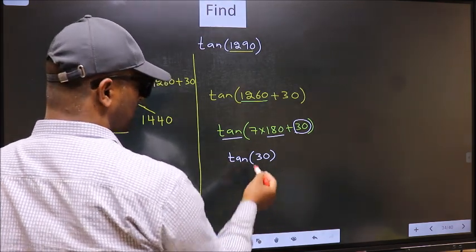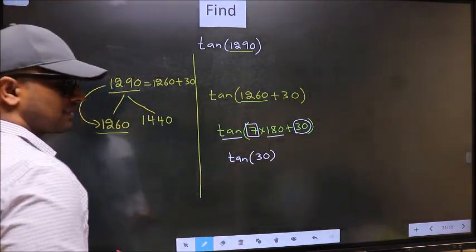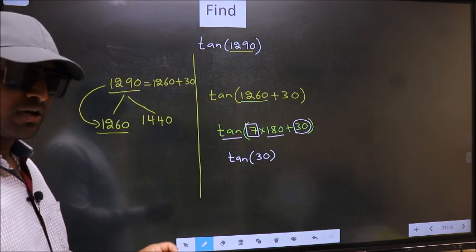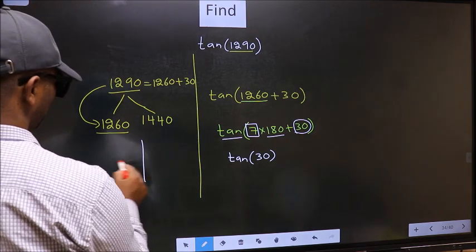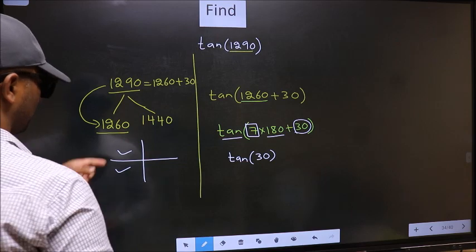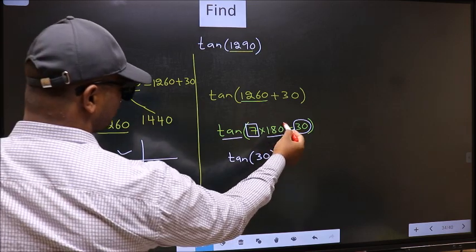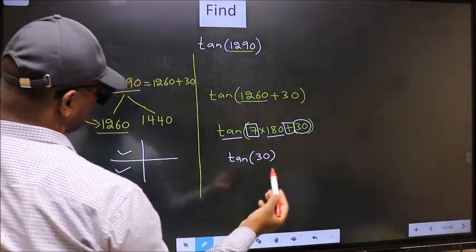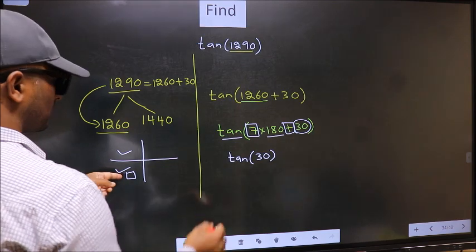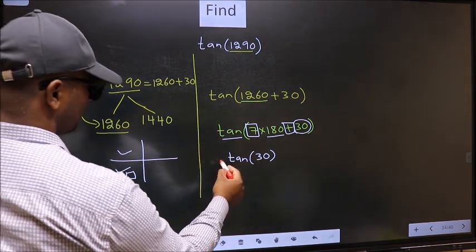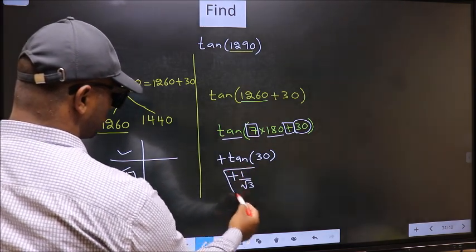To answer that, we should look at the number before 180, that is 7. And 7 is odd, and all the odd multiples of 180, they lie either in the second or in the third quadrant. So now, to select the quadrant, we should look at this symbol. Here we have plus, that means the angle lies in the third quadrant. And in the third quadrant, tan is positive. So we should put plus. So plus tan 30 is 1 by root 3. This is our answer.